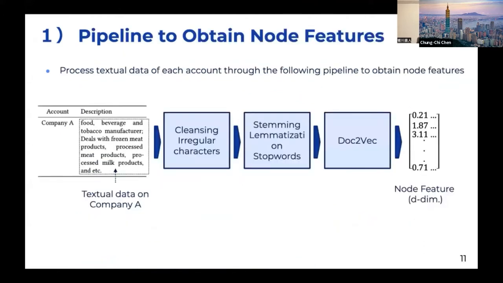The pipeline to obtain node features is as follows. This is the original textual information about a particular bank account. And then we apply cleansing of irregular characters, stemming, lemmatization, and removal of stop words to tokenize the words. And then apply doc2vec to finally get the d-dimensional vector as node feature.